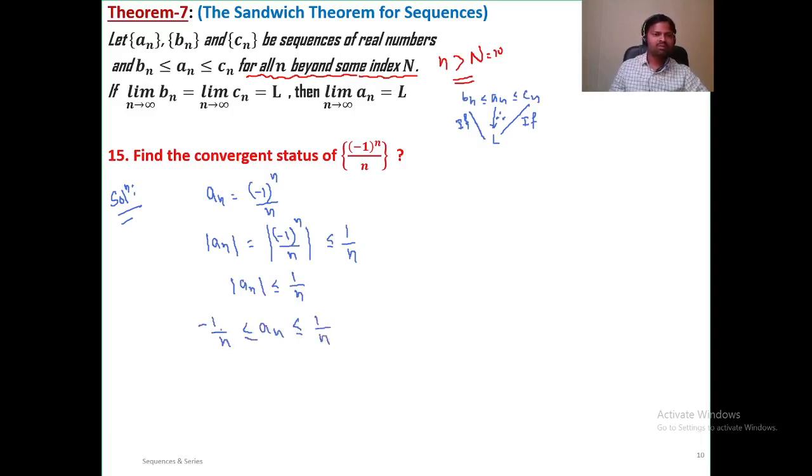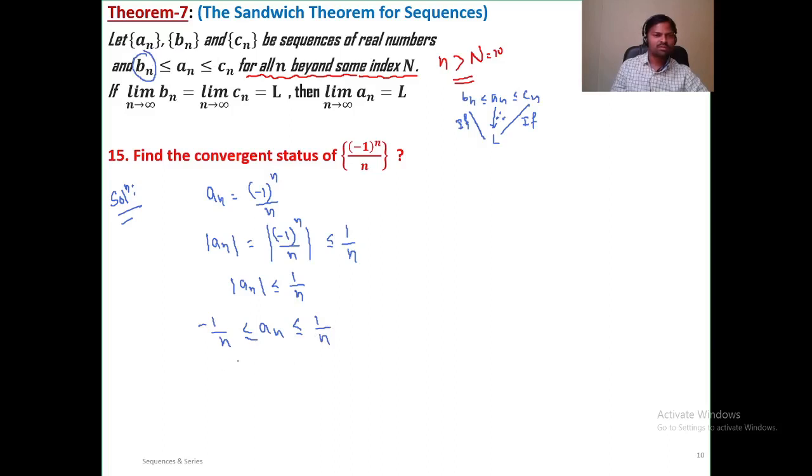Minus 1 by n is the lower bound. What is the upper bound? 1 by n is the upper bound. Now this lower bound, minus 1 by n, is like the sequence Bn. And the upper bound is Cn, which is 1 by n. So both are converging to the same limit.